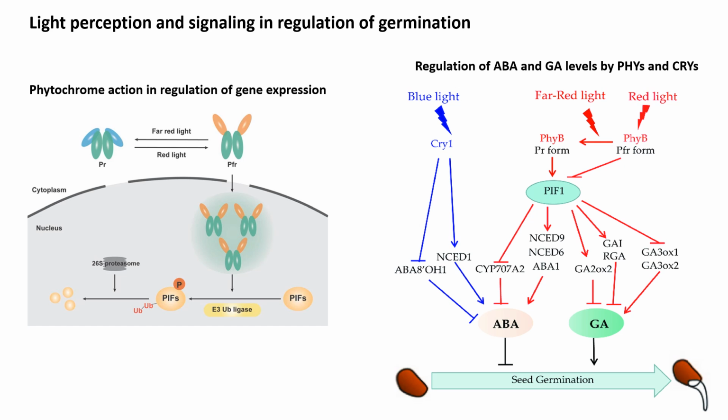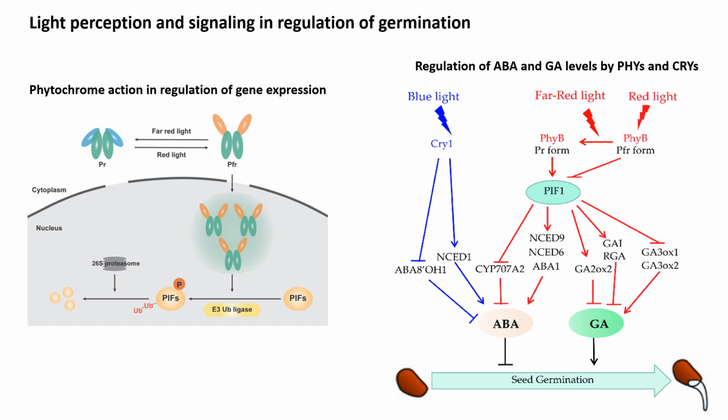Phytochrome-mediated light regulation of seed germination occurs partly by binding of the phytochrome protein to the transcription factor phytochrome interacting factor or PIF1 and inactivating it by phosphorylation. The phosphorylated PIFs are then degraded through the proteasome pathway. PIF1 is a repressor of several genes involved in ABA and GA biosynthesis and signaling.